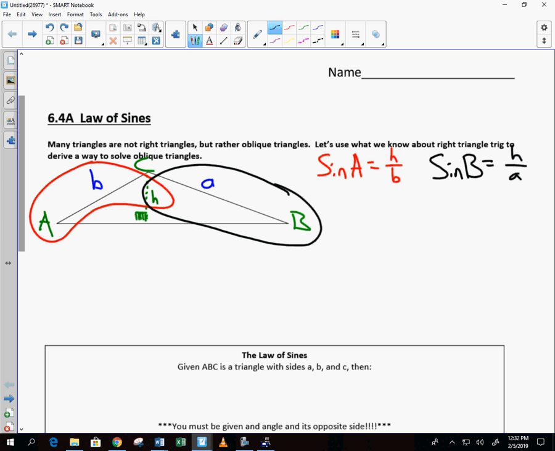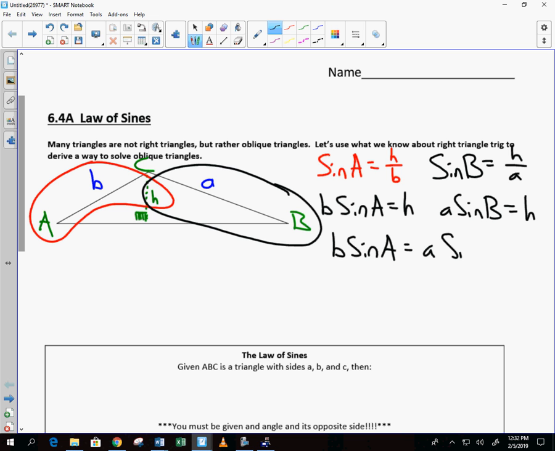I'm going to multiply both sides by B. B times the sine of angle A is equal to H. I'm going to multiply both sides by A. A times the sine of B is equal to H. Hey, wait a minute. If they're both equal to H, then they're equal to each other. So B times the sine of angle A is equal to A times the sine of angle B. I told you before that we would get rid of the H.